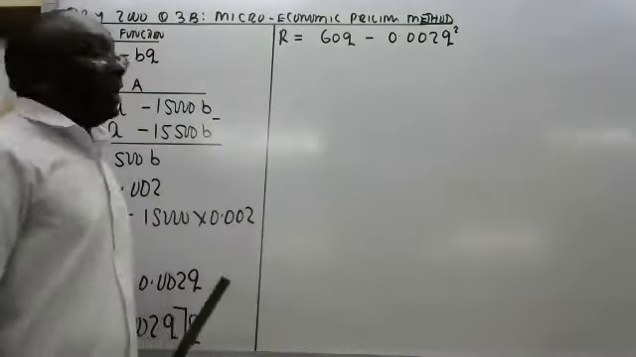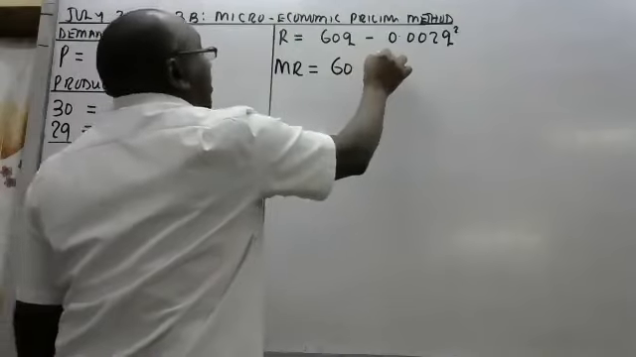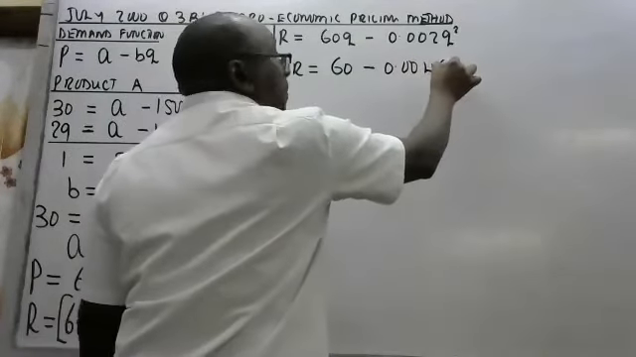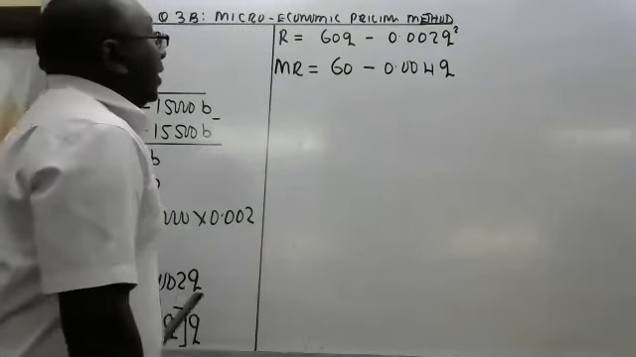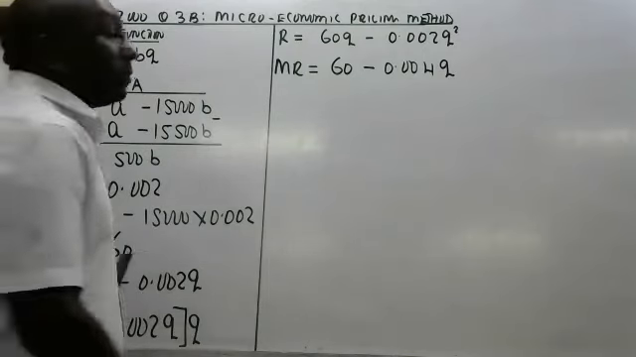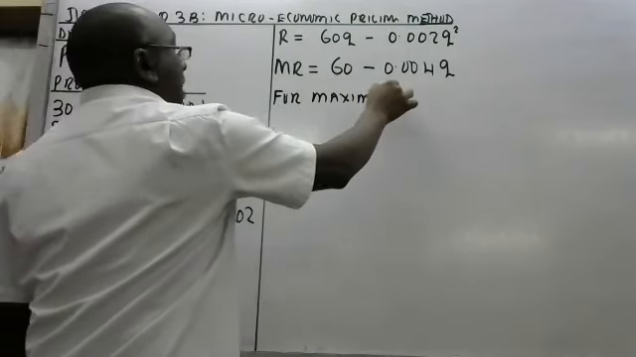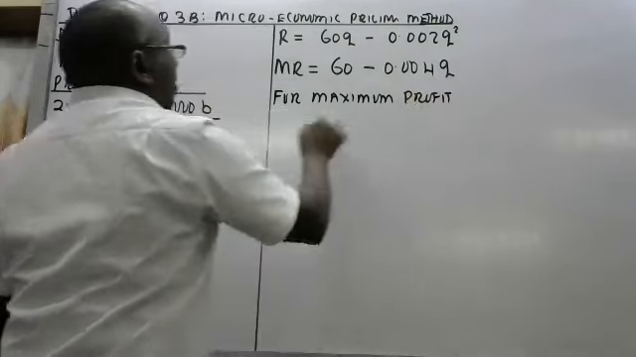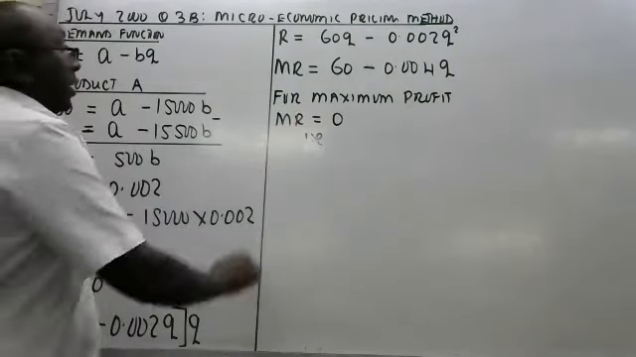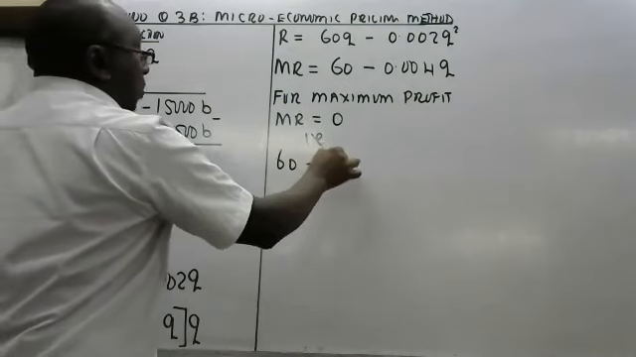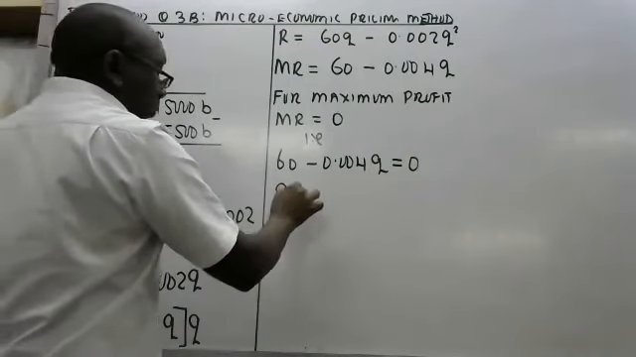Good. Now, marginal revenue. You read that marginal revenue is 60 minus 0.004 Q. That is marginal revenue. Now, if we are looking for maximum profit, marginal revenue is supposed to be equal to 0. That is, 60 minus 0.004 Q is 0. Tell me what should be Q.